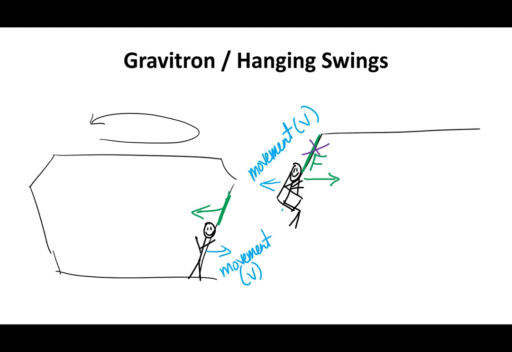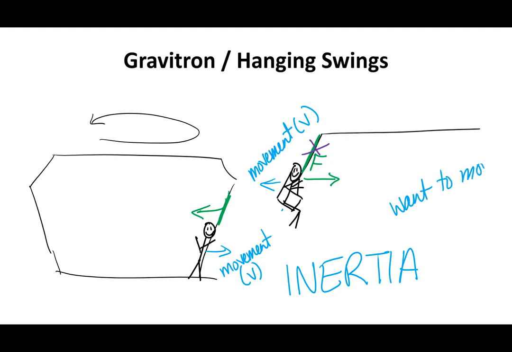Now, what is this movement, these blue arrows? What does this represent? This is your inertia. An object in motion stays in motion in a straight line. You want to move in a straight line, but there is an unbalanced force that is pulling you in to the circle. And that is what we call the centripetal force.